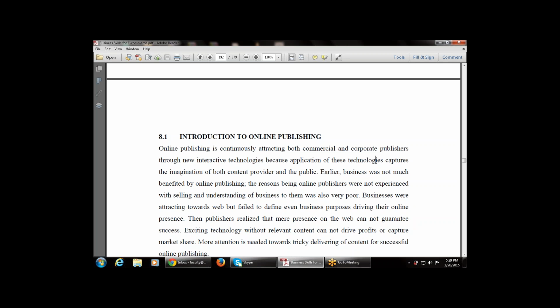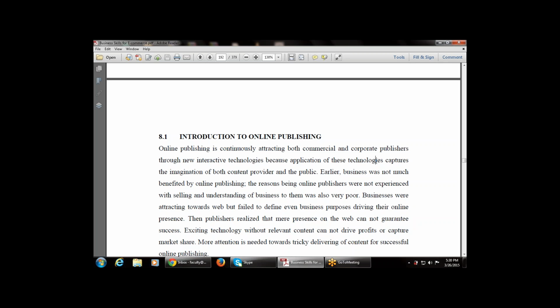It continues attracting both commercial and corporate publishers through new interactive technology. There are various new interactive technologies available with online publishing, because application of these technologies captures the imagination of both the content provider and the public. That is, whenever we use online publishing, it captures the imagination of both the content provider and the public.